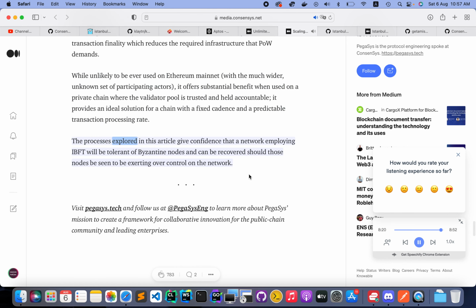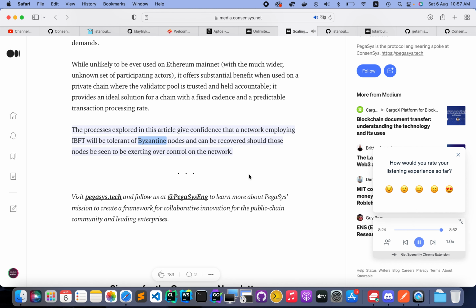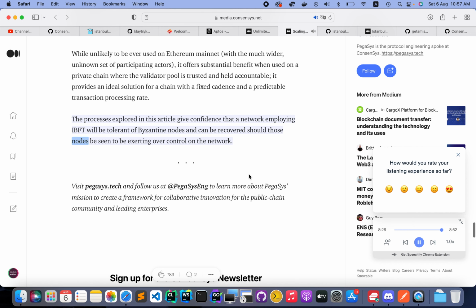The processes explored in this article give confidence that a network employing IBFT will be tolerant of Byzantine nodes and can be recovered should those nodes be seen to be exerting overcontrol on the network.